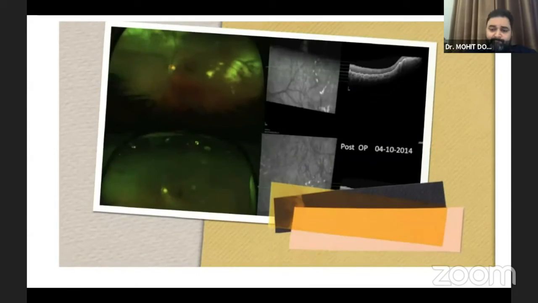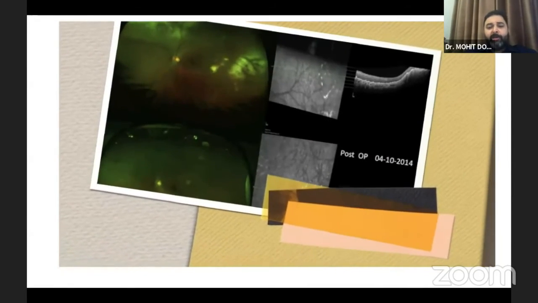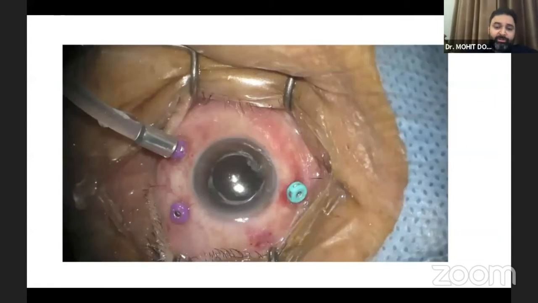This is about 1 year later. This is a long time back patient. So that's how you can do a subretinal biopsy.